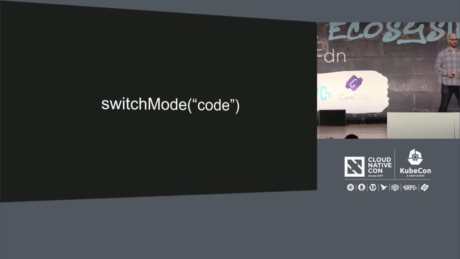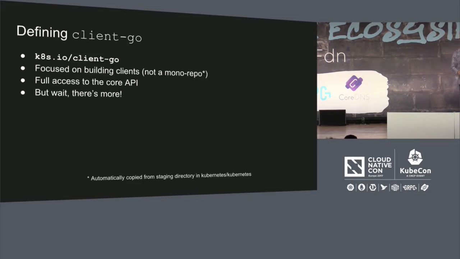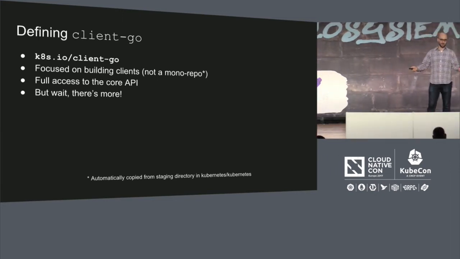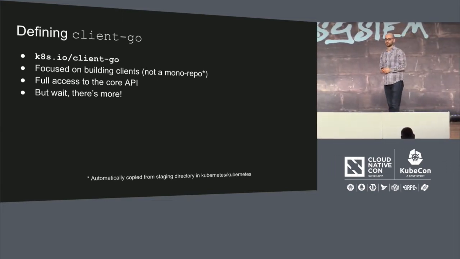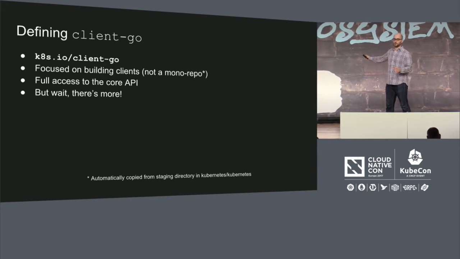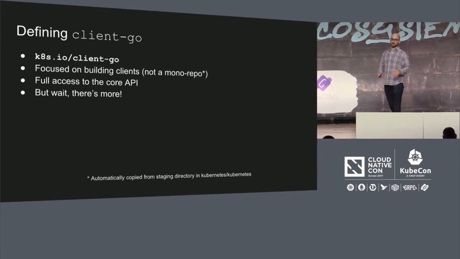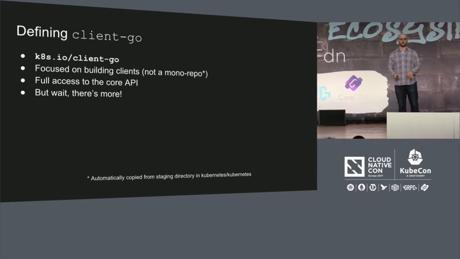Let's start talking about what this really looks like. Okay? First of all, what is the SDK? It's a Go package. You can go get it or use your favorite Go dependency manager. It's called k8s.io/client-go. It is focused, as the name might imply, on building clients. It's outside of the mono-repo, outside of Kubernetes/Kubernetes. It's specific to clients, right?